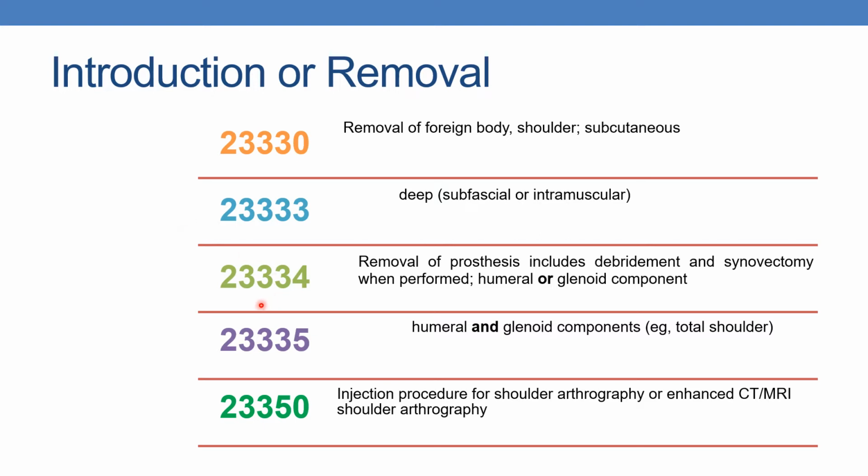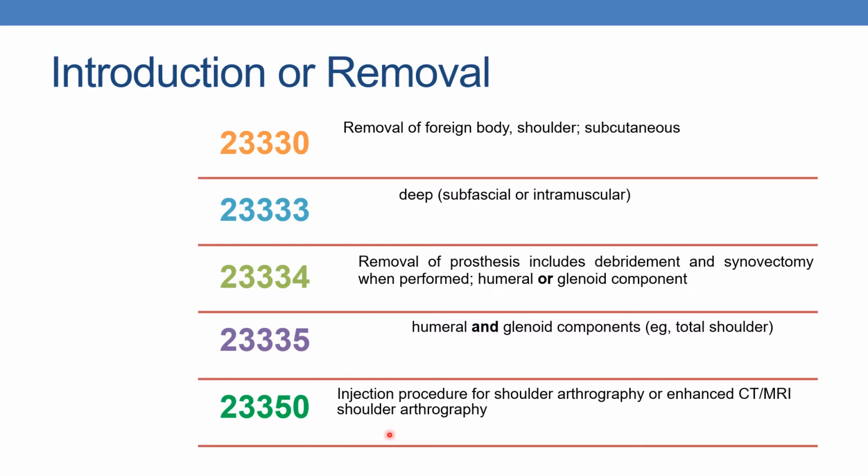The next is 23334, removal of prosthesis including debridement and synovectomy when performed, humeral or glenoid component. The next is 23335. Removal of prosthesis including debridement and synovectomy when performed, humeral and glenoid components. So both, that means total shoulder.